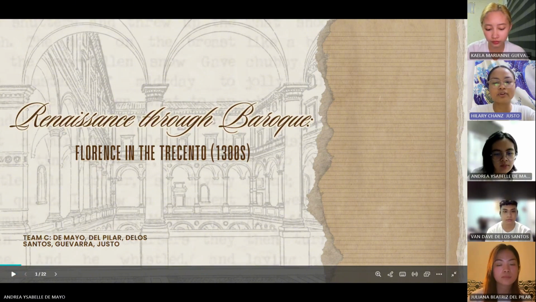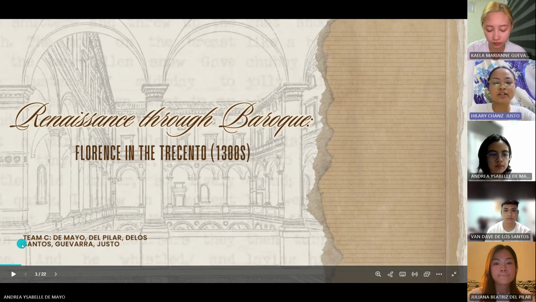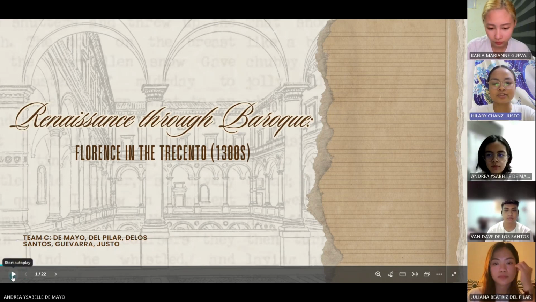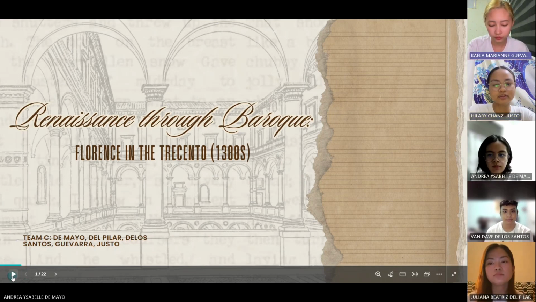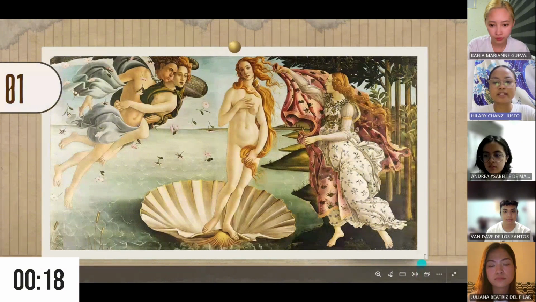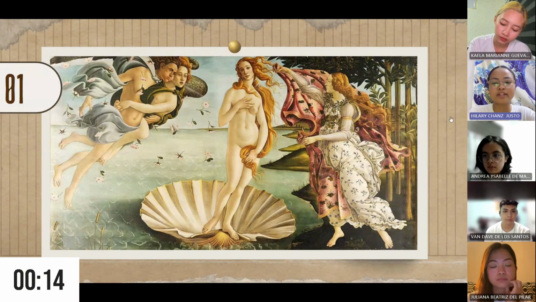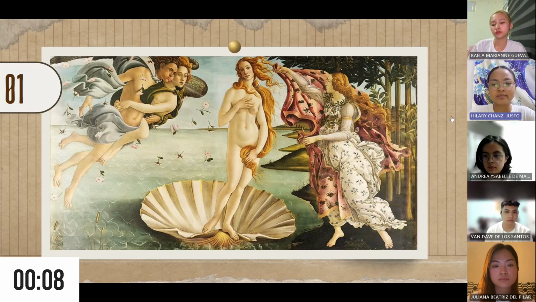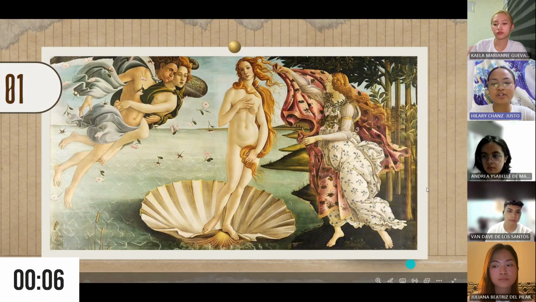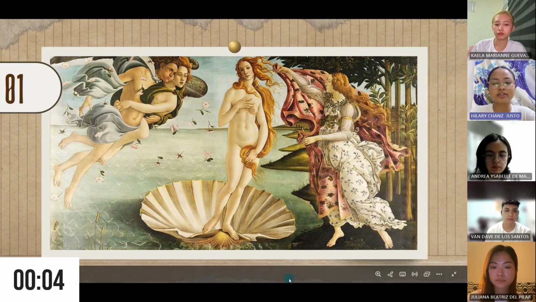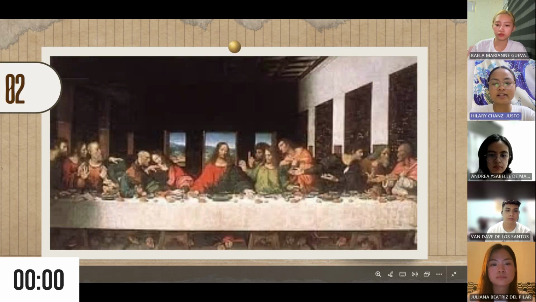Let's begin with an overview of what art was like during the Renaissance and Baroque periods. The early Renaissance began in 1300s Florence, which shifted from medieval styles to more realistic art. Artists like Sandro Botticelli embraced humanism, which focused on beauty, proportion, and classical myths. As presented on the screen, The Birth of Venus shows grace, form, and an idealized human figure.